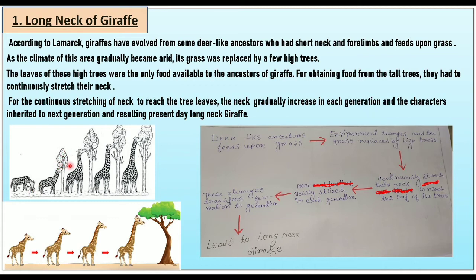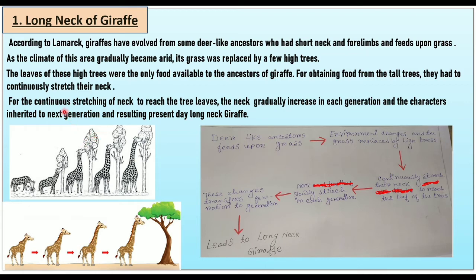So trees are the factor which replaced this grass. The leaves of these high trees were the only food available to the ancestors of the giraffe. For obtaining food from the tall trees, they had to continuously stretch their necks. As there was no grass, the only food was the leaves of the trees. To reach these leaves, they had to stretch their necks continuously.